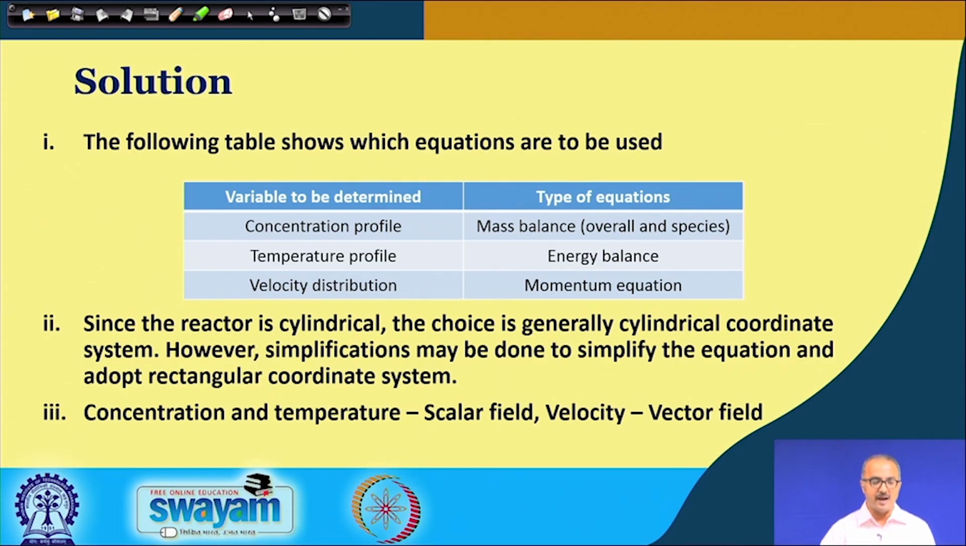And thirdly, to find out the concentration and the temperature, we find that concentration and temperature are both scalar fields. On the other hand, velocity is a vector field, because velocity, you know, goes in 3 directions. So, we can identify now that concentration is coming from the mass balance, and those mass balances are scalar field balances; temperature, the energy balance, is also a scalar field balance. But for the velocity, the momentum equation will be a vector field. That means the momentum equation will be written in the 3 directions separately.